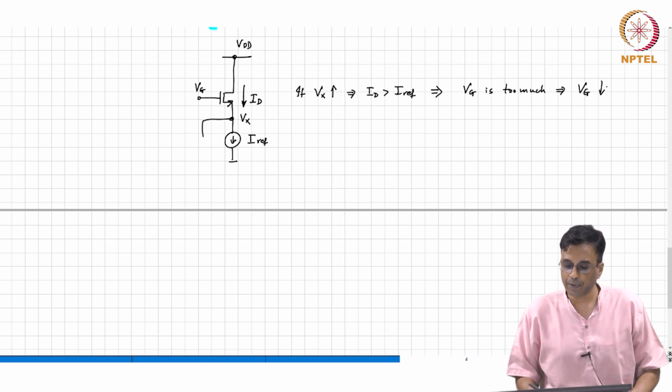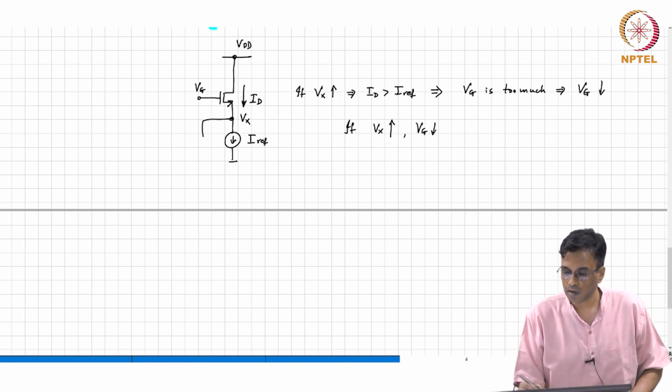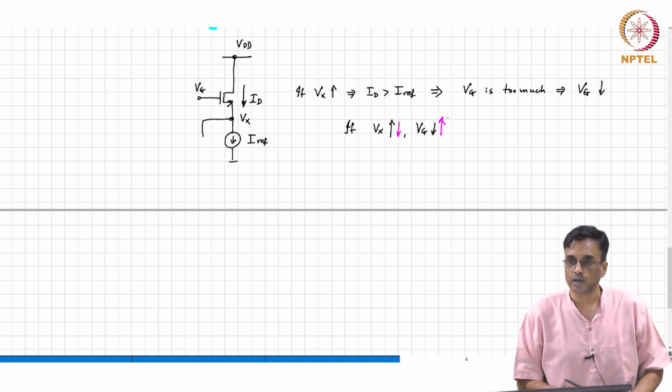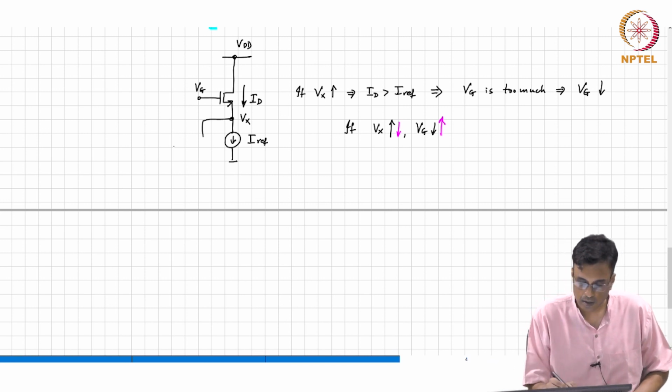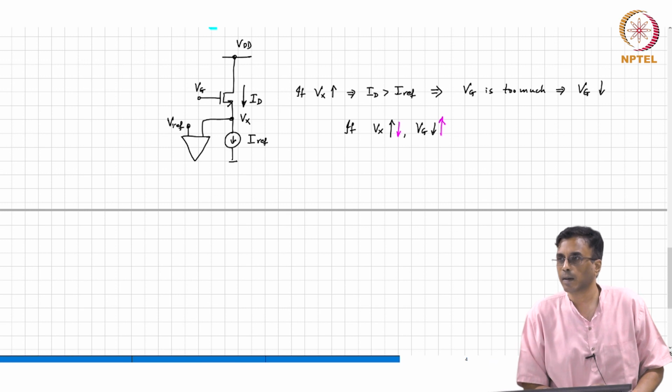So, if Vx goes up, Vg must go down. If Vx goes down, Vg must go up. So, what will you do? You therefore compare Vx to a constant, all right, and if Vx goes up, Vg must go down, and so on.